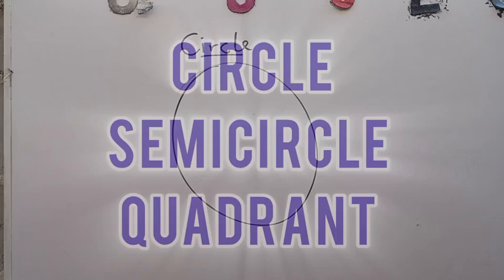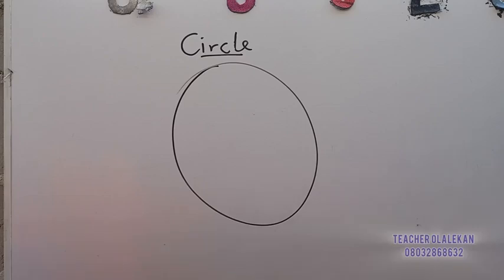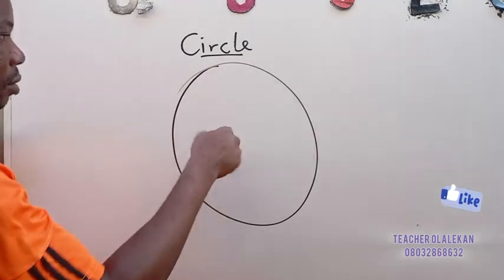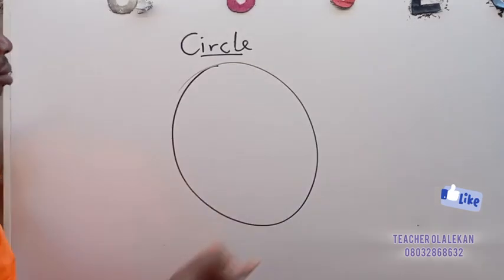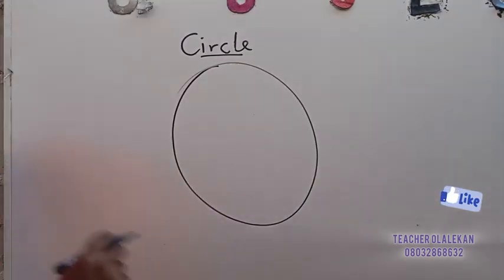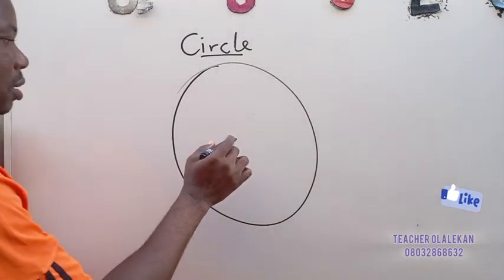Hello, we are learning about a circle. A circle is a round object, just like you can see it on the board. It is round, like a ring. And what are those things you need to learn about a circle?